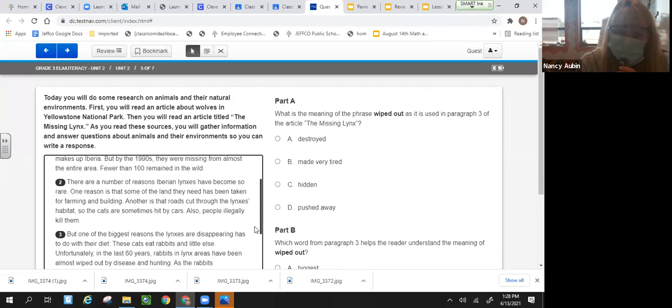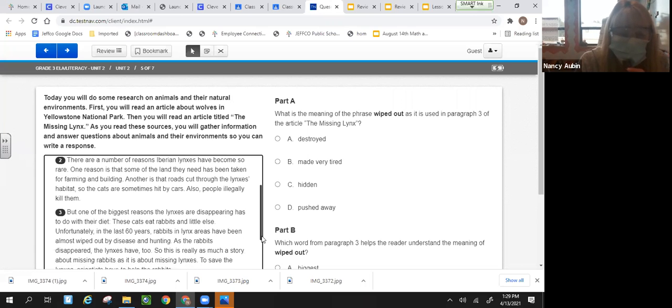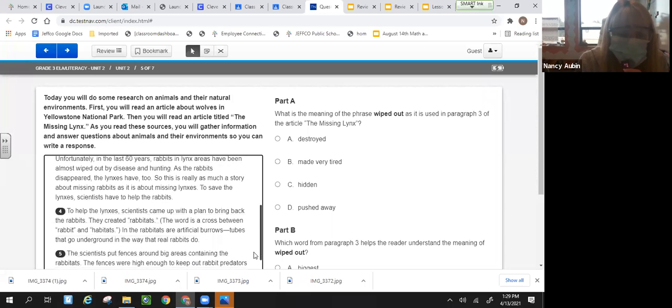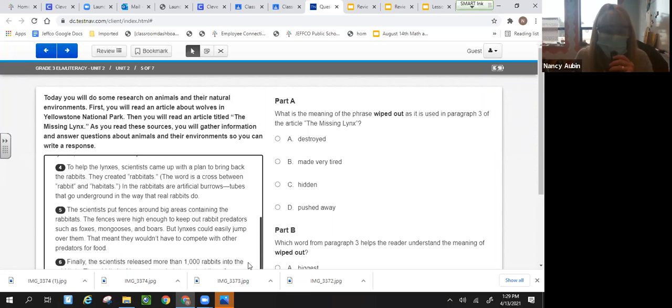But one of the biggest reasons the lynxes are disappearing has to do with their diet. These cats eat rabbits and little else. Unfortunately, in the last 60 years, rabbits in lynx areas have been almost wiped out by disease and hunting. As the rabbits disappeared, the lynxes have too. So this is really as much a story about missing rabbits as it is about missing lynxes. To save the lynxes, scientists have to help the rabbits. To help the lynxes, scientists came up with a plan to bring back the rabbits.